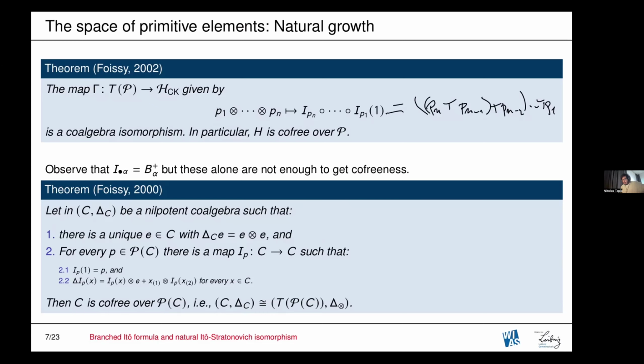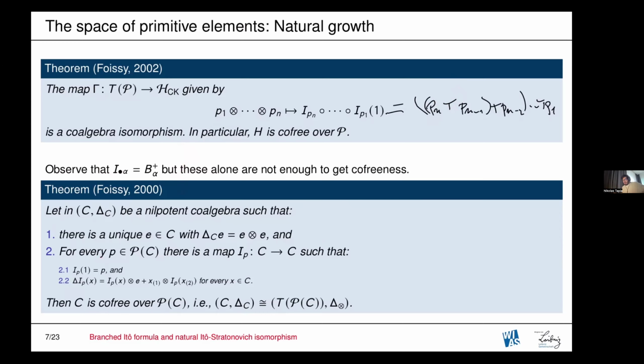Okay, so observe that, as I said before, if I take I with a single dot, which is a primitive element, then I recover the B plus operation, but I need more than this to get the cofreeness. So I actually need the I_P for every primitive, as Loïc showed in the 2000s. So every time you have a coalgebra that has a family of operators indexed by any primitive, like this, and satisfying the 1-cocycle relation, then you can show that C is actually cofree over its primitive elements. So actually this result just follows from this. In this particular case of the Connes-Kreimer Hopf algebra, the I_P operations are constructed with respect to the natural growth. But in general, if you can find these elements, you have a similar result.